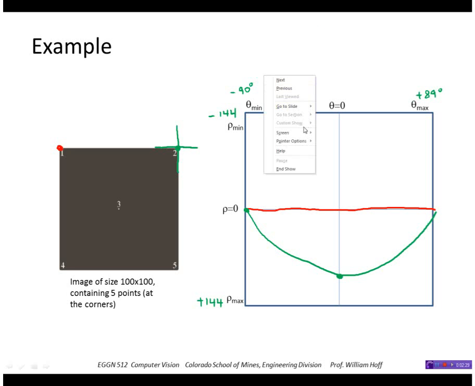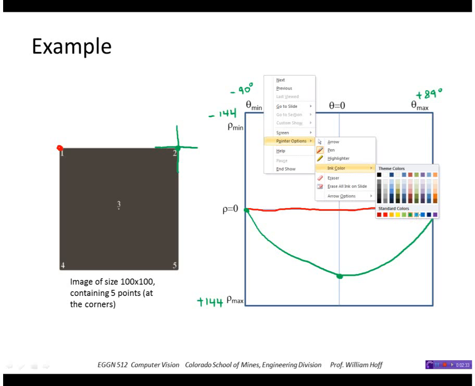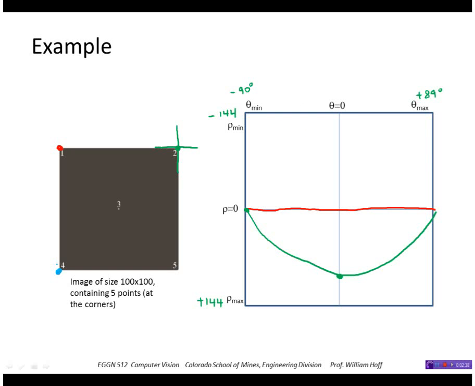Let's take point number four. Blue. So let's look at the horizontal line through point number four. It's going to have an angle of minus 90 and a distance of 100. So that would put us about here. Or we could have the vertical line passing through that, which would have a rho of zero and an angle of zero. That would be there. And we can also think of the horizontal line as having an angle of plus 90 and a rho of minus 100. So that would be about there. So this point has a curve that looks like that.